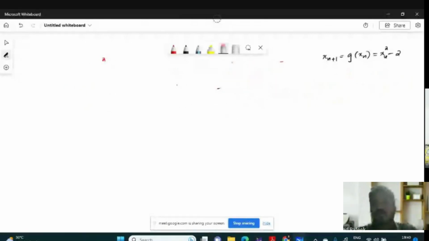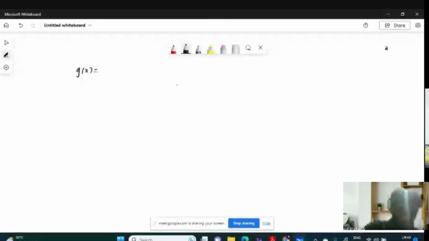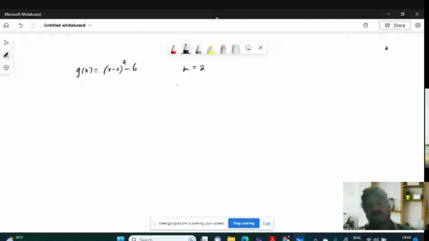Option 2. G of x is equal to (x minus 2) whole square minus 6. L equal to 2 only. That means the limit as n tends to infinity of xn is equal to 2.